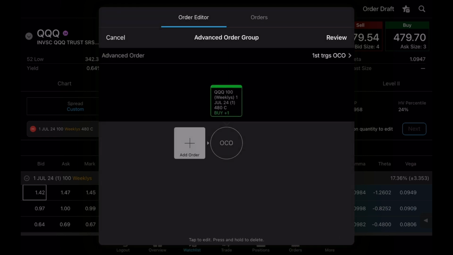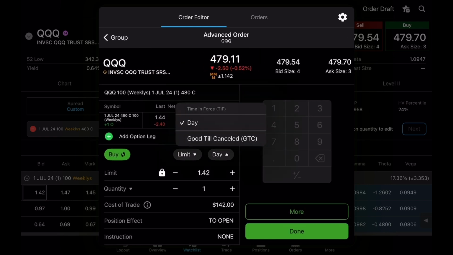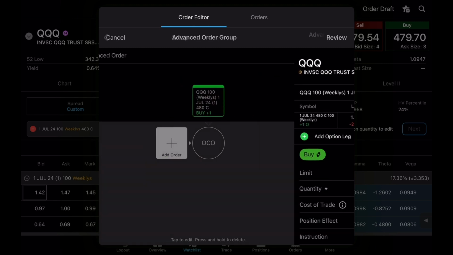So at the top, you see it. We're going to go ahead and review it before we even move forward. You see it's set today. You can also choose to have it good till cancel. It's your choice on that. I'm going to go ahead and hit the back button, that group.